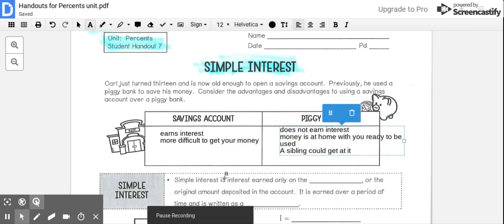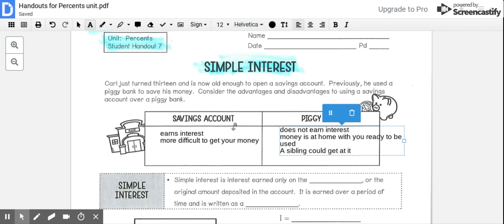So I typed some in here. With a savings account at a bank, it would be more difficult to get your money, as opposed to your piggy bank at home. It's ready for you to use. A sibling could get at it. And then also the difference is the one that earns interest and the one that does not.